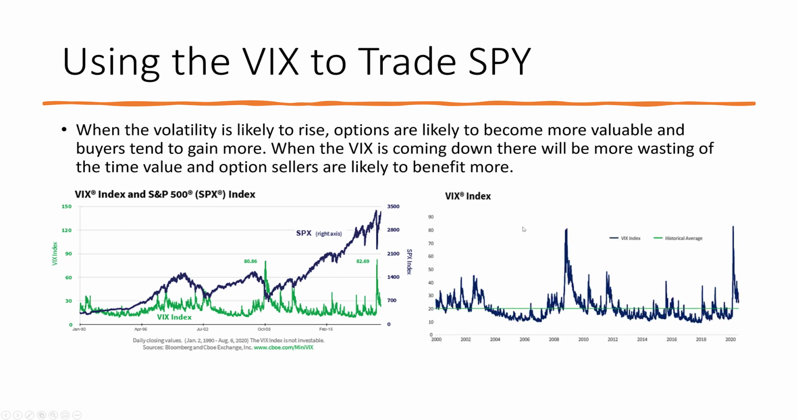Now, when you look at the history of the VIX, you see here that the VIX index since the year 2000, basically the past 20 years or so, averages about 20. So what does that say? Anything that's dramatically higher than 20, you can see that there's panic and fear in the market.